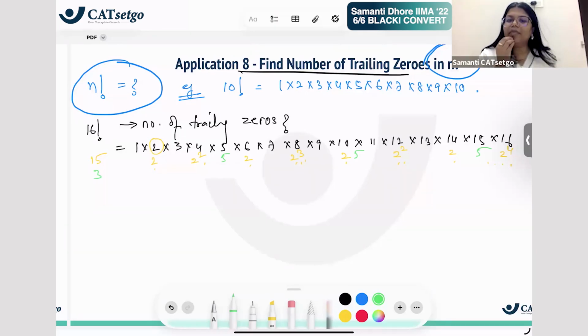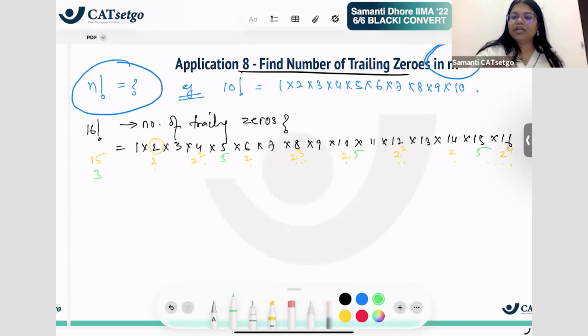So how many pairs are becoming? 3 pairs only. Right? But what is important to note here is that when consecutive numbers are multiplied like this, the power of 2 will definitely be more than the power of 5. Meaning in the prime factorization of all the numbers from 1 to 16, definitely we will have 2 as a factor coming much more than 5 as a factor.